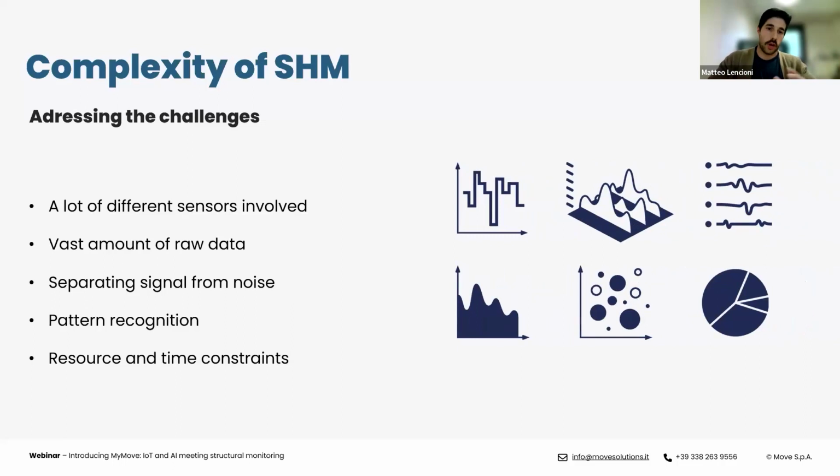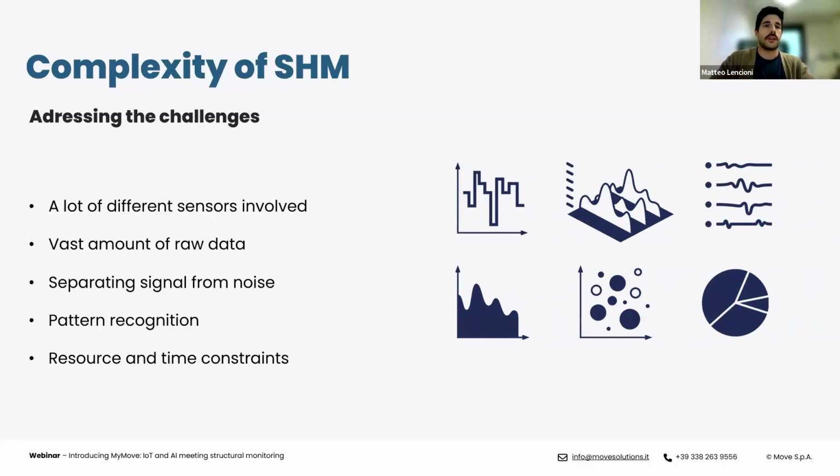So one of the problems is definitely having a lot of sensors involved, necessarily coming from different manufacturers, and sometimes not having one space where you can bring all of the data together to then be analyzed and processed. So that was one of the challenges.